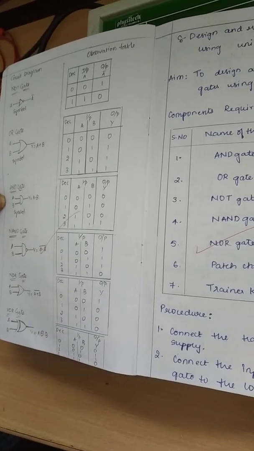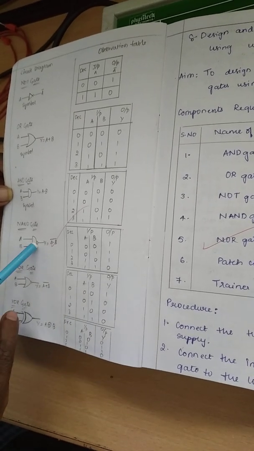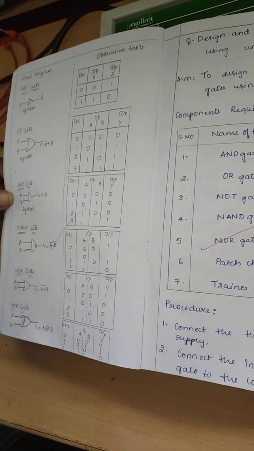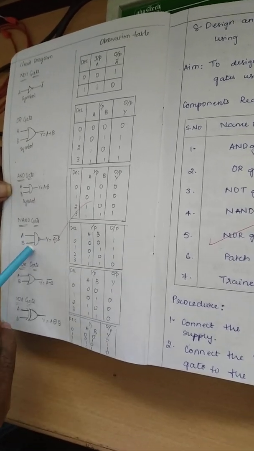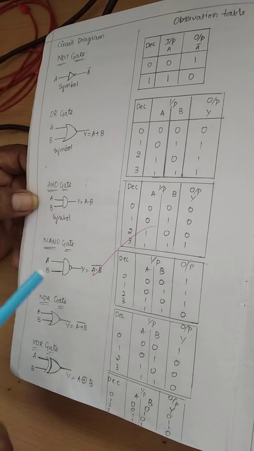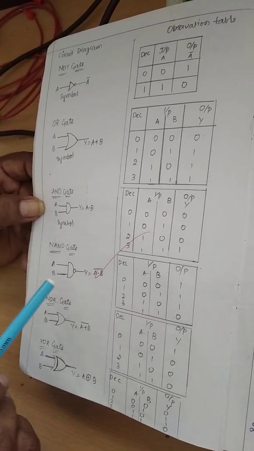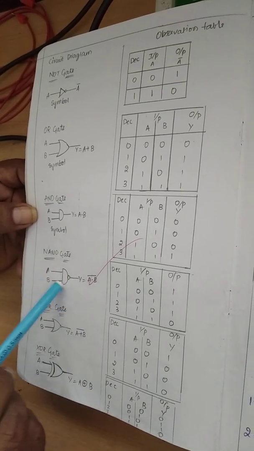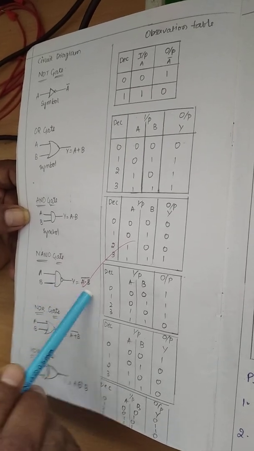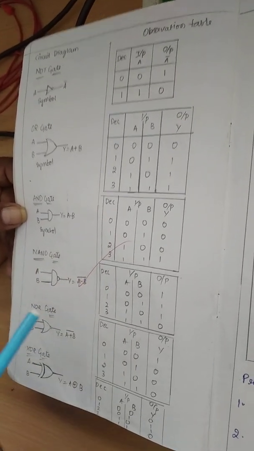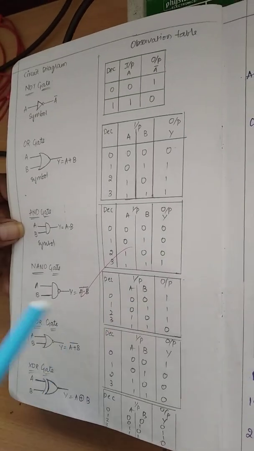Before we enter into the experiment, what is the NAND gate? The NAND gate is the extension of the AND gate. Please all of you see this one. This is the AND gate symbol and the NAND gate symbol. The NAND gate symbol has a bubble at the output, which is the complement. The NAND gate also consists of two inputs, and the output is Y. Y is equal to A dot B complement, A dot B bar. Here is the truth table of the NAND gate.